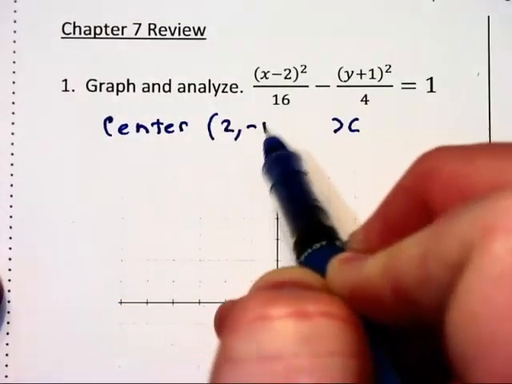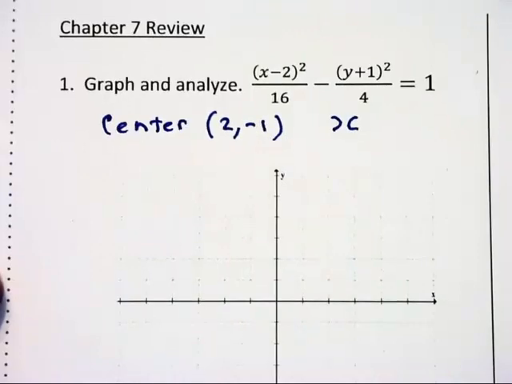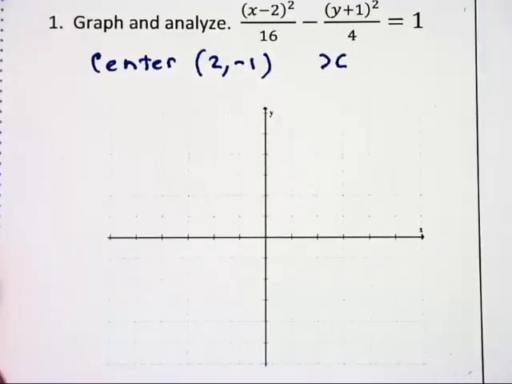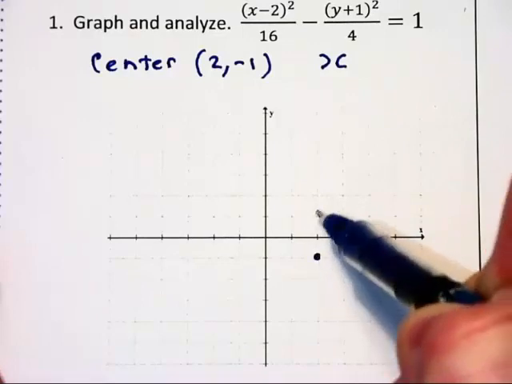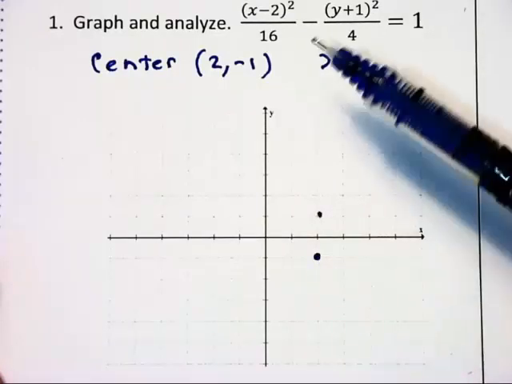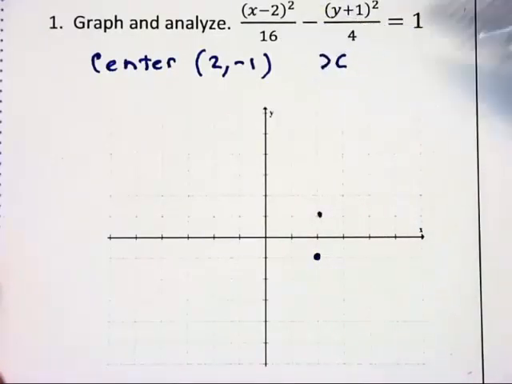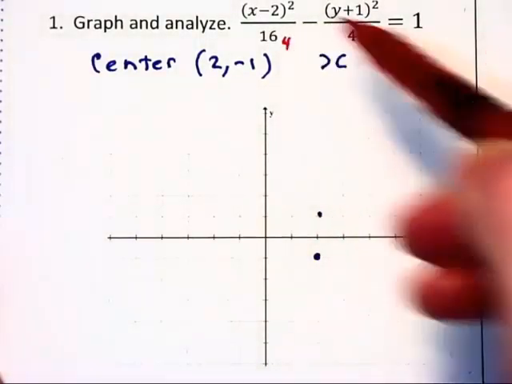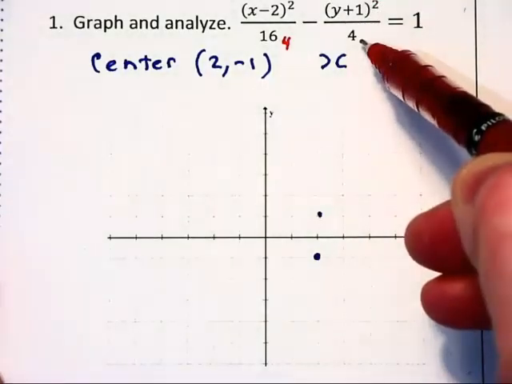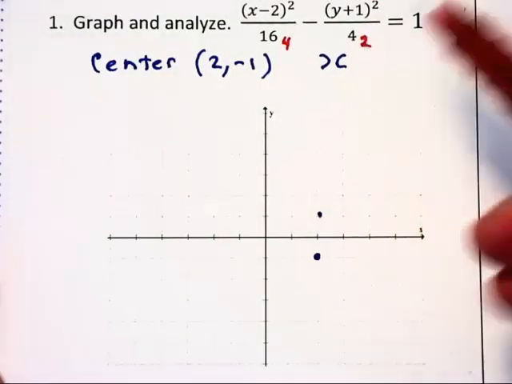Positive 2, negative 1. Okay, let's go straight to the graph and plot that at 2, negative 1. Whoops, that's in the second quadrant. We look at the denominators. Beneath the x squared term, we have a 16, which square roots to a 4. And beneath the y squared term, we have a 4, which square roots to a 2.